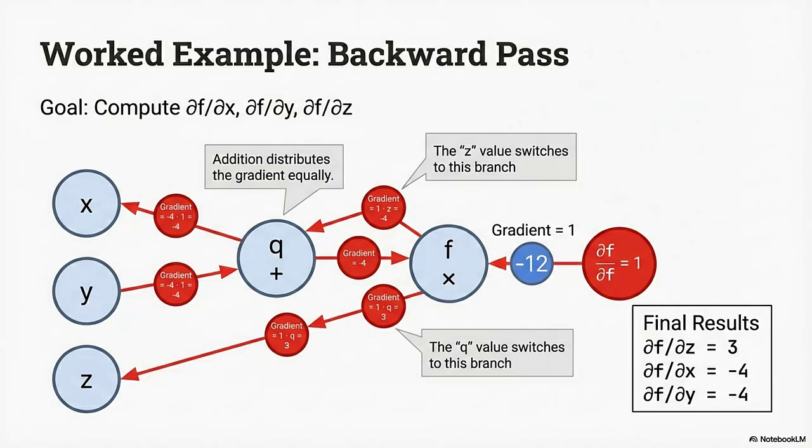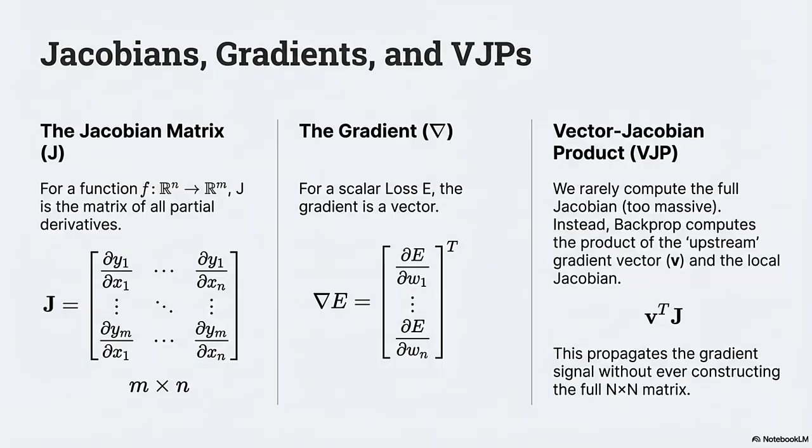Okay, now we reach the addition gate. Its local gradient is always 1, so it just acts as a simple distributor, passing the upstream gradient of -4 back to both x and y. And there we have it, our final gradients are all calculated. What we just did intuitively has a formal name that lets it scale up to entire layers of a network.